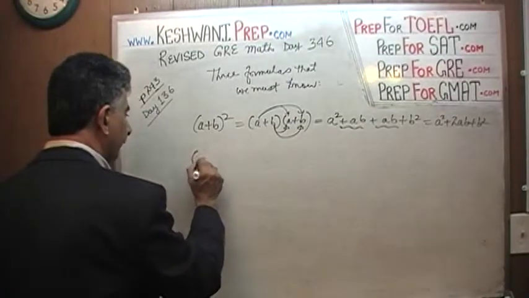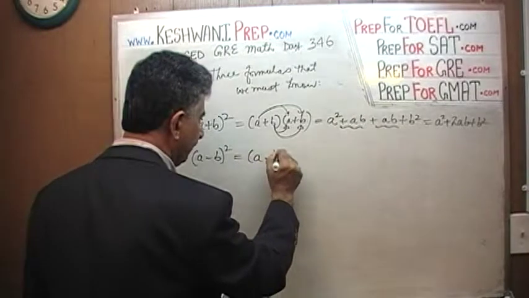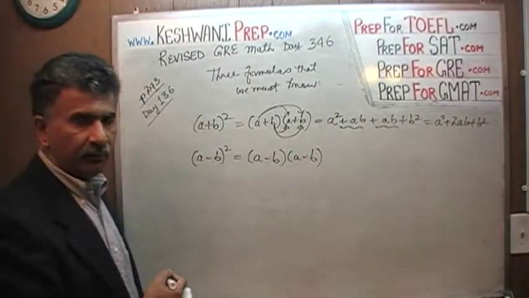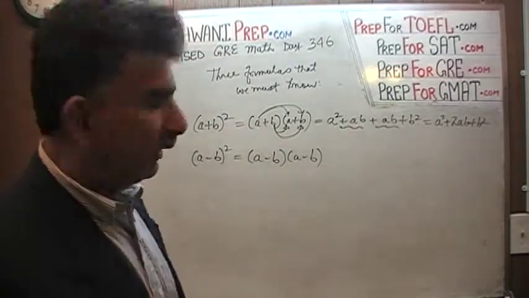The next one is (a minus b) whole squared, which is (a minus b) times (a minus b). Again, if you forget during the exam what it is exactly, it only takes 10 seconds to actually do it out.